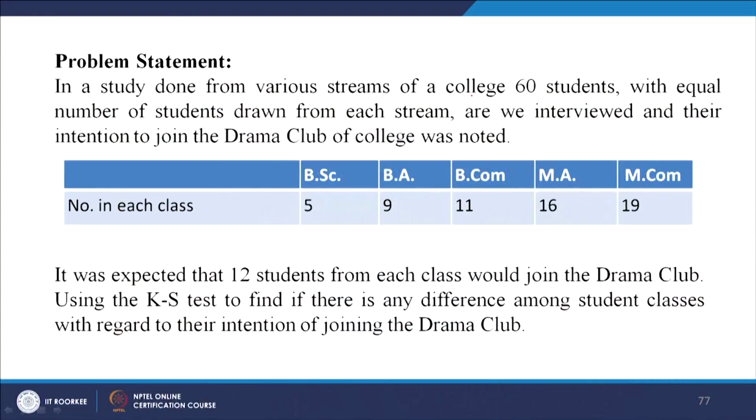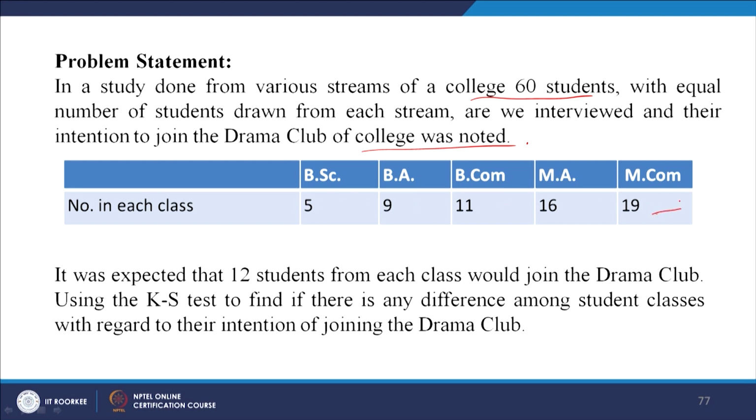This is a study done for 60 college students of various streams, with an equal number of students drawn from each stream. They were interviewed and their intention to join the drama club of the college was noted. The number in each class: from BSc, Bachelor of Science, 5 students came; Bachelor of Arts 9 students; Bachelor of Commerce 11 students; Master of Arts 16 students; Master of Commerce 19 students. But it was expected that 12 students from each class would join the drama club, while the observed frequency is not the same: it is 5, 9, 11, 16, 19.